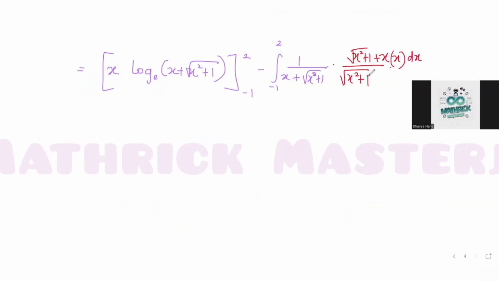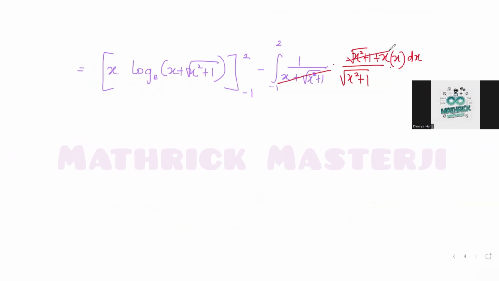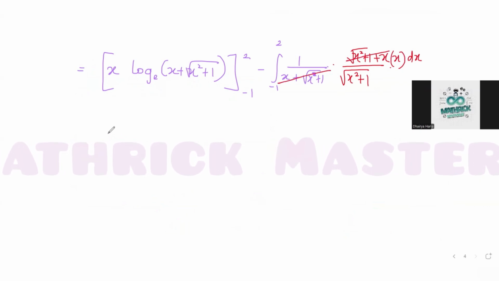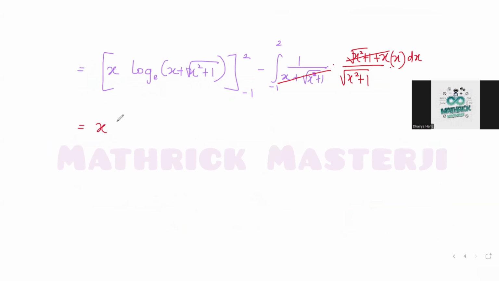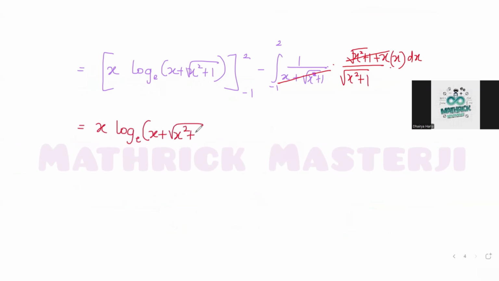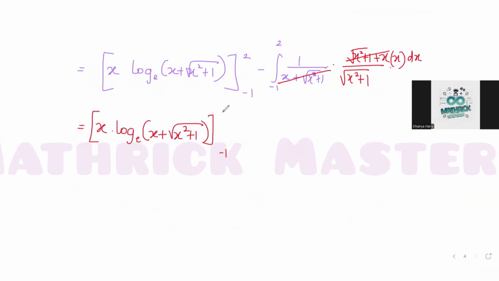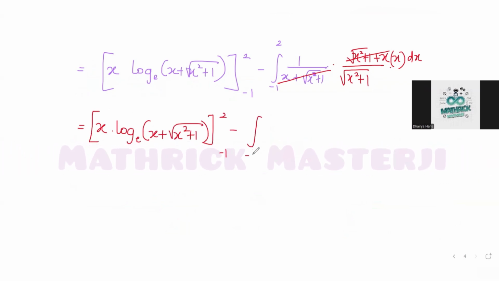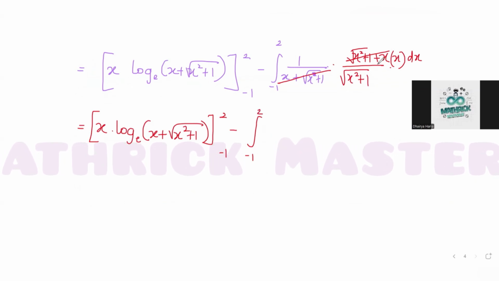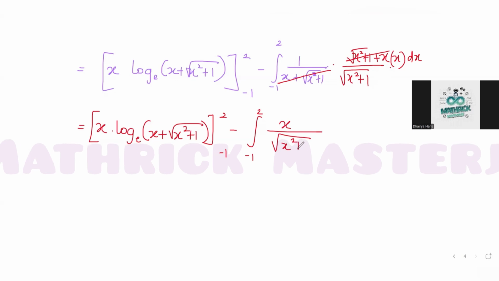Now, here I have these same terms in the numerator and denominator, so that gets cancelled. I'm just left with x log base e of x plus root of x square plus 1. The limits go from -1 to 2 minus the big integral from -1 to 2. This whole term got cancelled, so I'm just left with x over root of x square plus 1 dx.